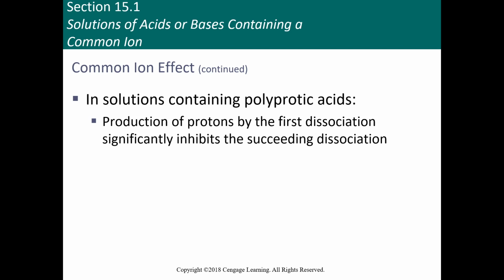So in solutions that contain polyprotic acids, your production of protons by your first dissociation is going to significantly inhibit the succeeding dissociation. This is one of the reasons why that second dissociation rarely makes any real difference, is because your initial H+ concentration already has a fairly large amount from that first dissociation of the acid.